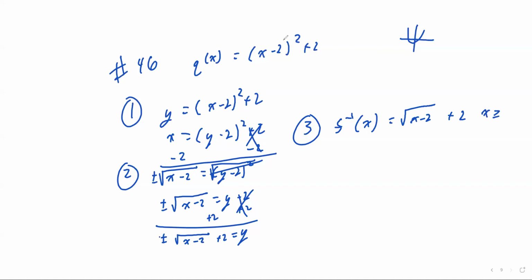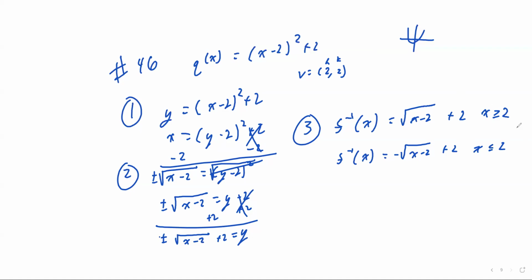We need to determine our vertex. So our vertex here, change the sign, is 2, because remember it's (h, k), (2, 2). So we just have to look at the x value. This will be x greater than or equal to 2 for this one. And then this one would be x less than or equal to 2.